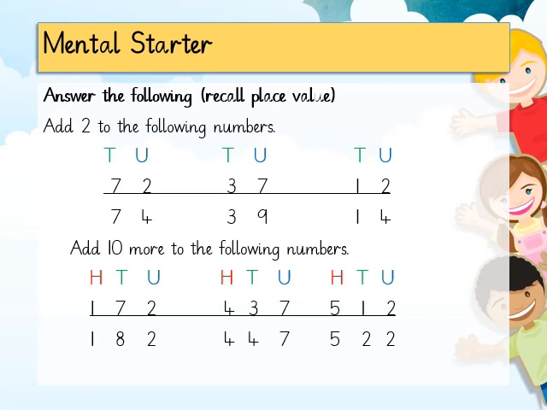Coming towards the next question, add 10 more to the following numbers and the 3-digit numbers are given in the second row. If you see carefully, the place values are identified at the top of each digit. Remember students that whenever you are adding 10 to the given number, the place value will change at tens place only. In this way, 172 will become 182 because we are adding 10 to the given number. Similarly, 437 will become 447 and 512 will turn to be 522.